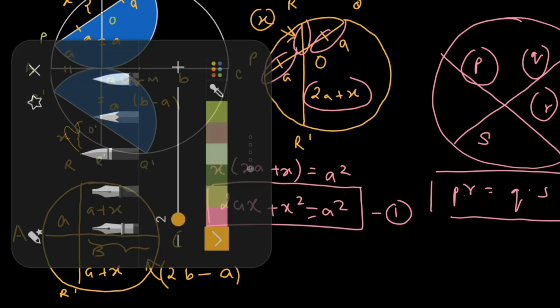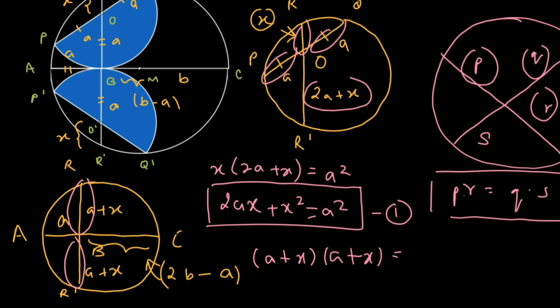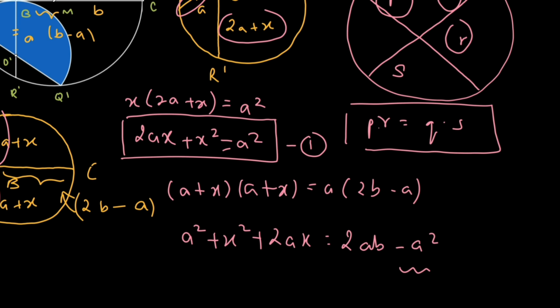So again we have two chords that are intersecting inside a circle. So again the chord theorem, product of this and this. So a plus x into a plus x equals the product of this and this, that is a multiplied with 2 times b minus a. On the left hand side it's an identity, a plus x the complete square, so we get a square plus x square plus 2ax, and this is equal to 2ab minus a square. The negative a square moving to the left hand side gives me 2 times a square. This a square was already present, so I get 2a square.